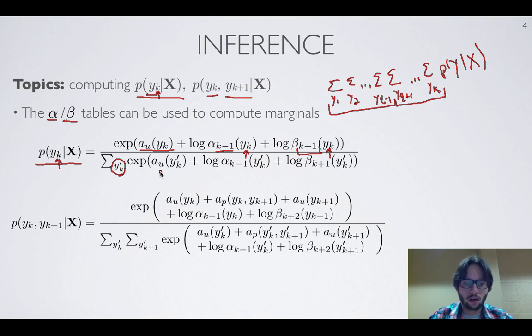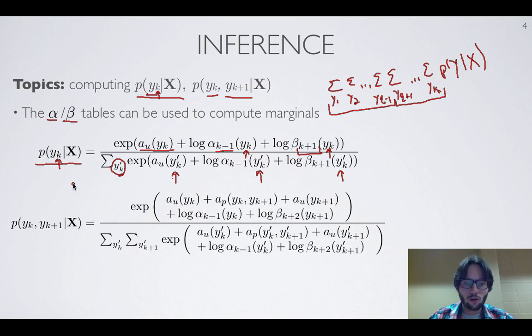So the exponential of the unary factor for the position k, if we assume the label takes y prime k as a value, and then the summation to the left and the summation to the right, assuming that the kth label takes value y prime k. So actually you can think of this as just doing the softmax nonlinearity on the vectors of this term here, the log factor plus the log alpha and log beta values.